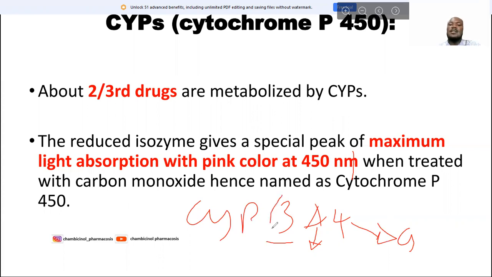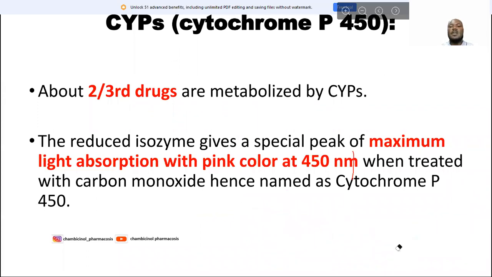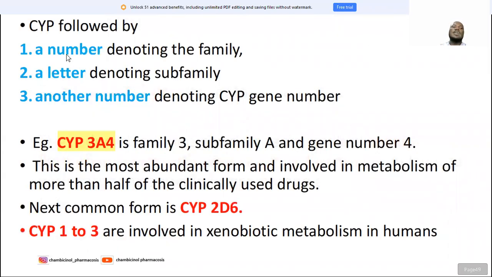As you can see here, we said this is a family. There are more than 20 families. Among those more than 20 families, it is only family number 1, family number 2, and family number 3 that are involved in the metabolism of most of the xenobiotic compounds in the body. So it is very important to know the implication of this number and the letter in the name of this enzyme as a microsomal enzyme. The first number denotes the family, the letter denotes the subfamily, and another number denotes the gene number.